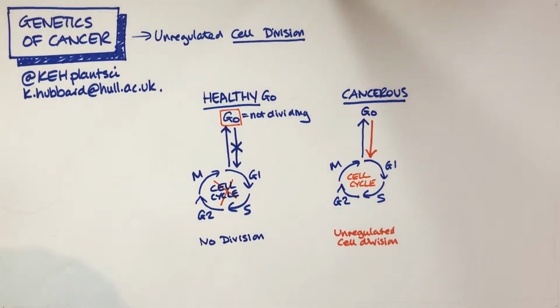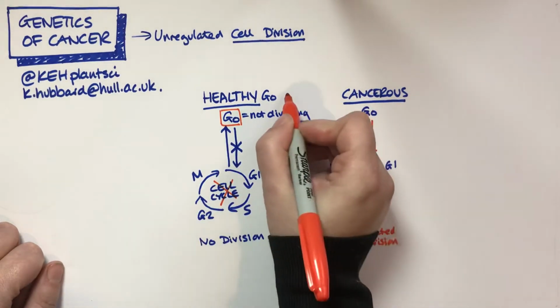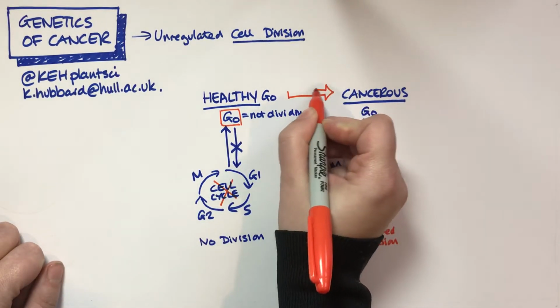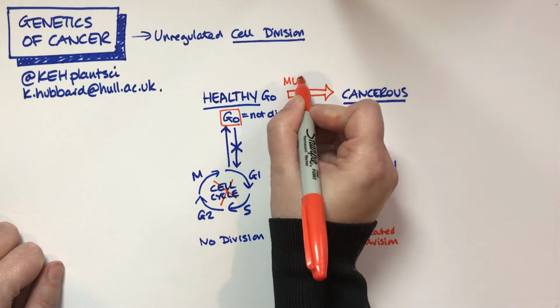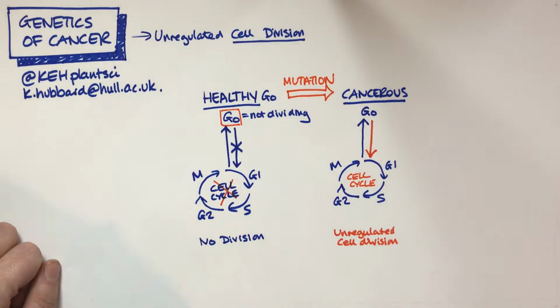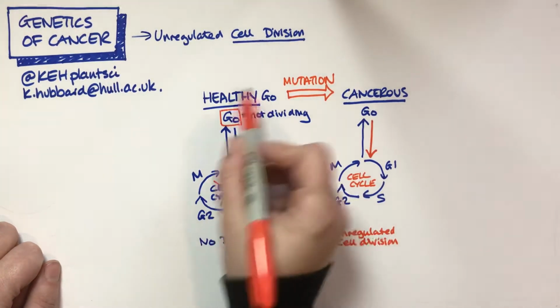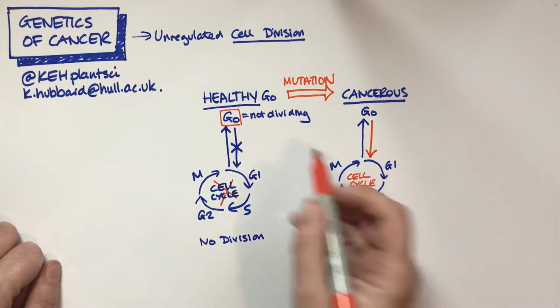Okay, so cancer is fundamentally a disease of mutation. We have various different mutations that take us from one state to the other. And the more mutations you accumulate, the more likely you are to go from your healthy G0 to your cancerous situation.